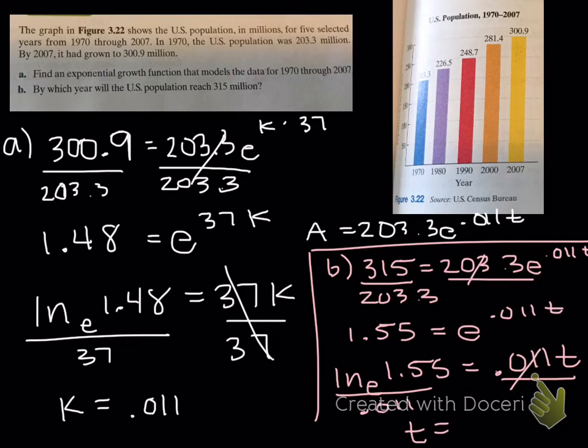And after we type all this in the calculator, we get t equals approximately 40. So that means it'll take about 40 years. So 40 years from 1970 would be 2010. So by 2010, the population would reach 315 million.